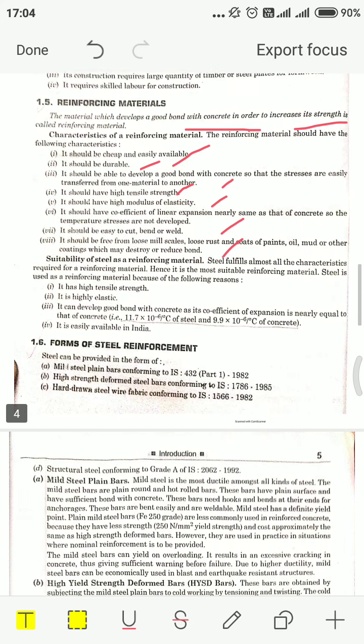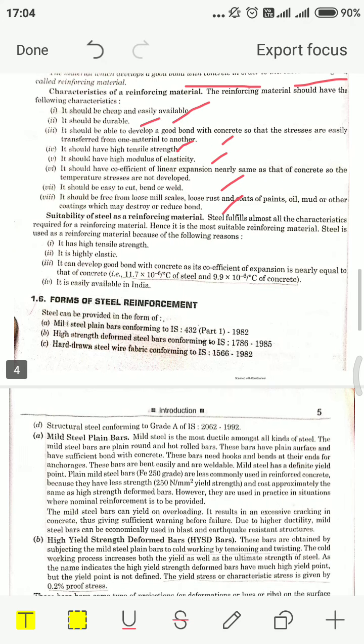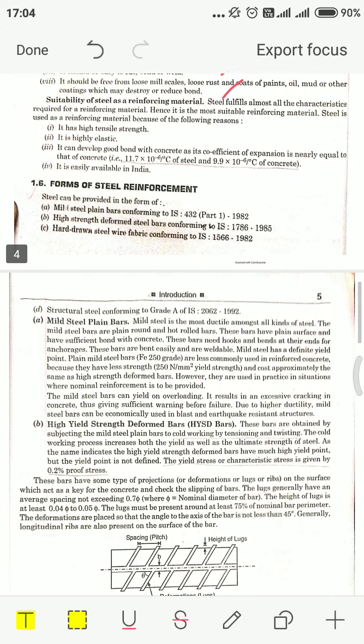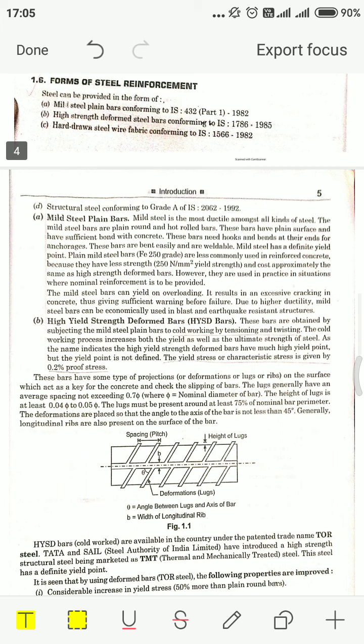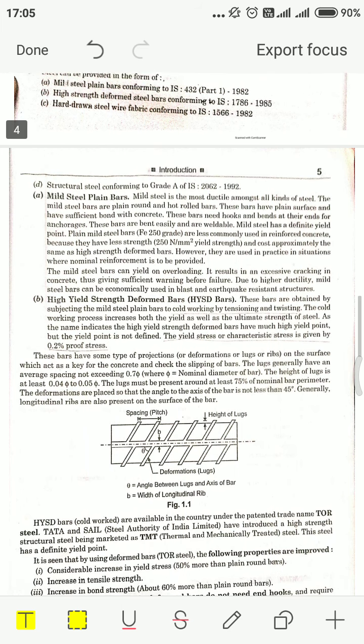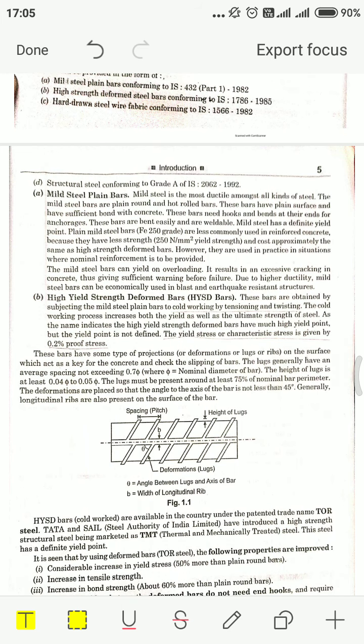Forms of steel reinforcement. There are different types of steel reinforcement we use in the RCC with the concrete. First of all is the mild steel plain bars, conforming to IS 432 Part 1. So what is the mild steel plain bar? Mild steel is the most ductile amongst all kinds of steel. The mild steel bars are plain, round and hot rolled. These bars have a plain surface and sufficient bond with the concrete.